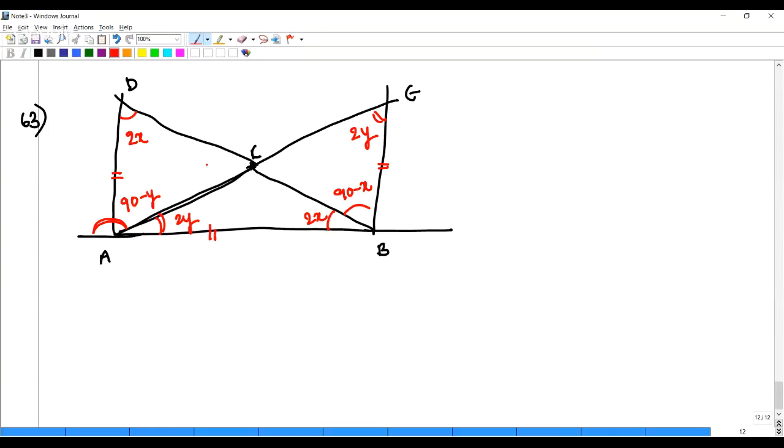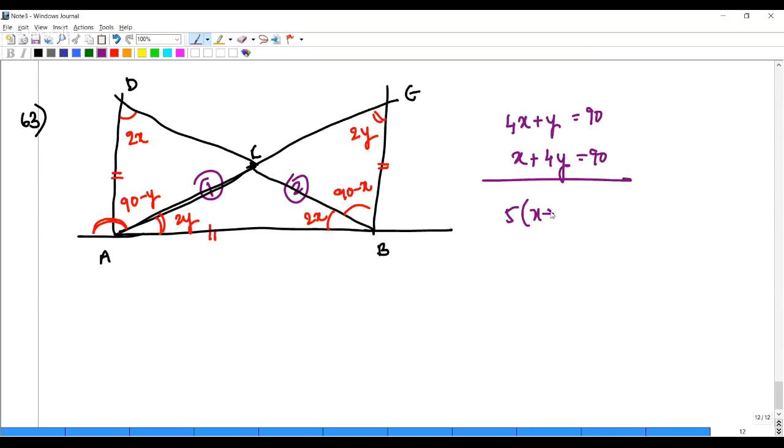If you do the sum of angles in a triangle, you know it will be 5x plus y equals 90. This is the first triangle. Second triangle, this whole triangle, it will be 4x plus y, and x plus 4y equals 90. You take it as 5 into x plus y equals 180. X plus y equals 36 degrees.